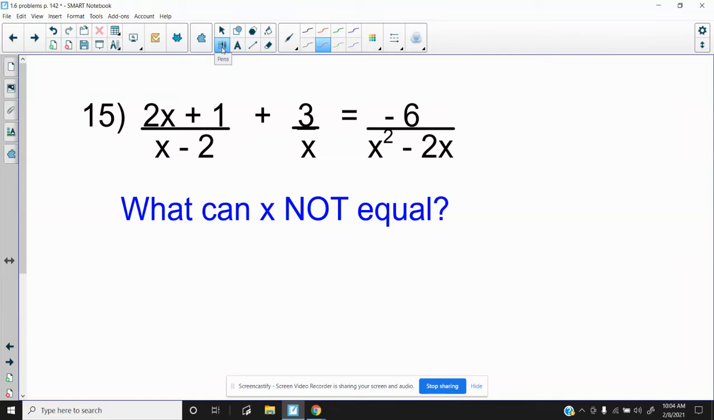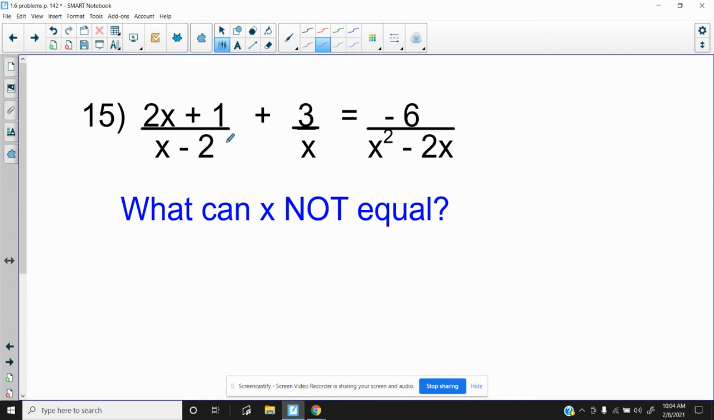We're going through a second example of how to solve a rational equation. Again, it's rational because it's fractions and we have a variable in the denominator. This problem is number 15 from your book. I believe it's page 142. So we look at the denominators.